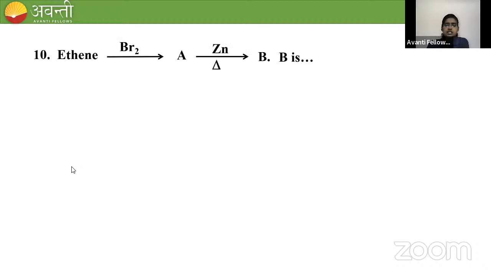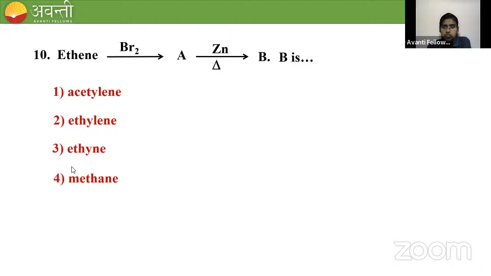So ethene is reacting with bromine to give A, and A is reacting with zinc to give B. So we have to find what is B. The options given to you are acetylene, ethylene, ethine, and methane. Let me write the reaction. So ethene has CH2 double bond CH2 as formula, and it is treated with bromine.